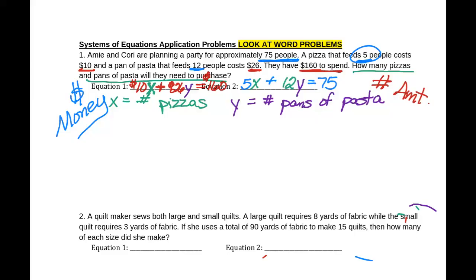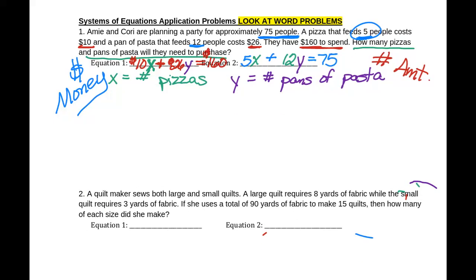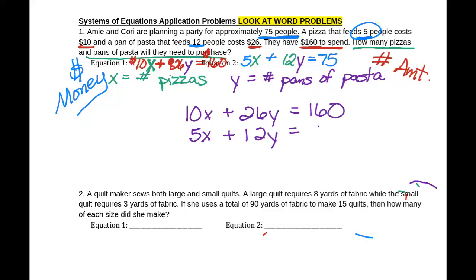So for this particular one, we don't need to solve it, but if I were to write this out, I would say 10x plus 26y is equal to 160. And I would say 5x plus 12y is equal to 75.